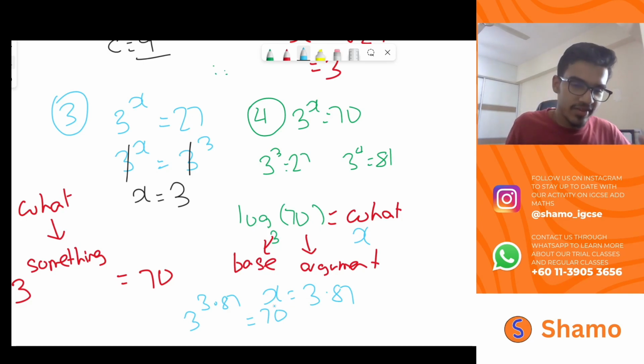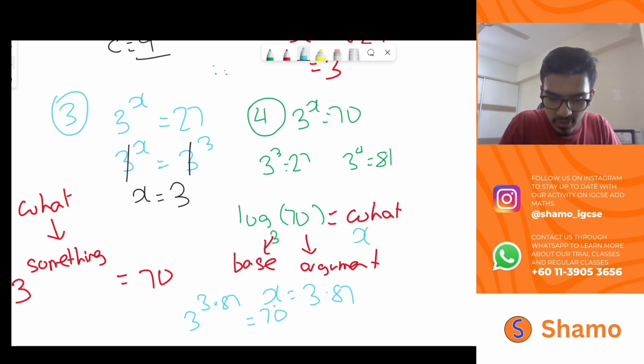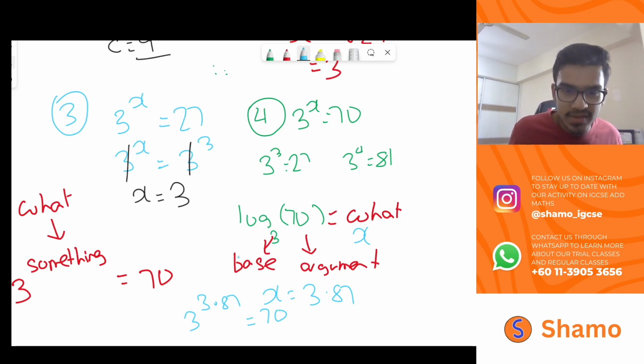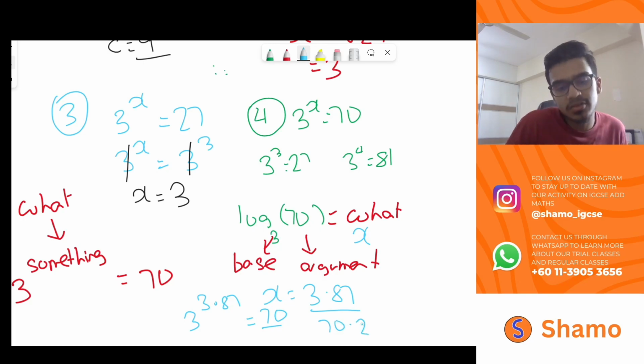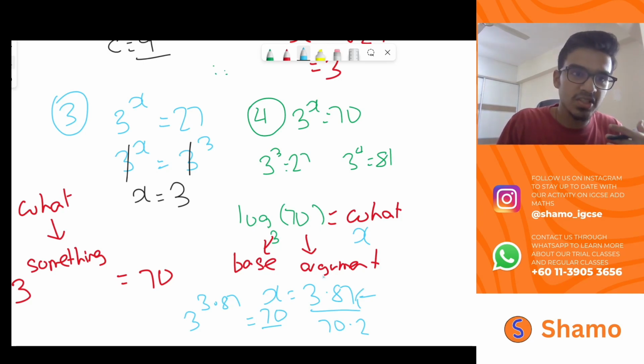Now, I know some of you will be very curious. You will put this in your calculator, 3 to the power 3.87. It will give you 70.2. Now, why is there 0.2 extra? My dude, this is because this 3.87 over here is an approximation. If you use the exact value of this, then you will get 70 here. Using 3.87 is giving you 70.2, but that's okay, right? Because you are approximating this value. So this is what logarithm actually means.